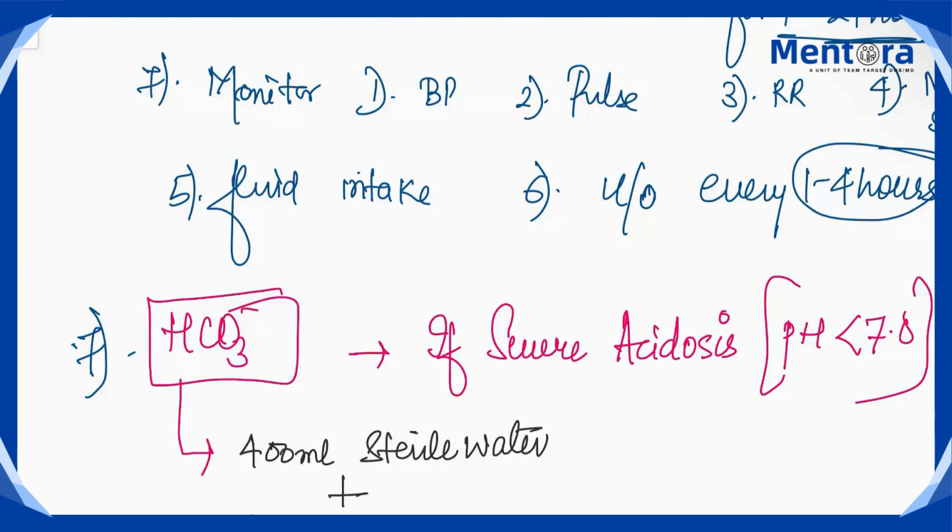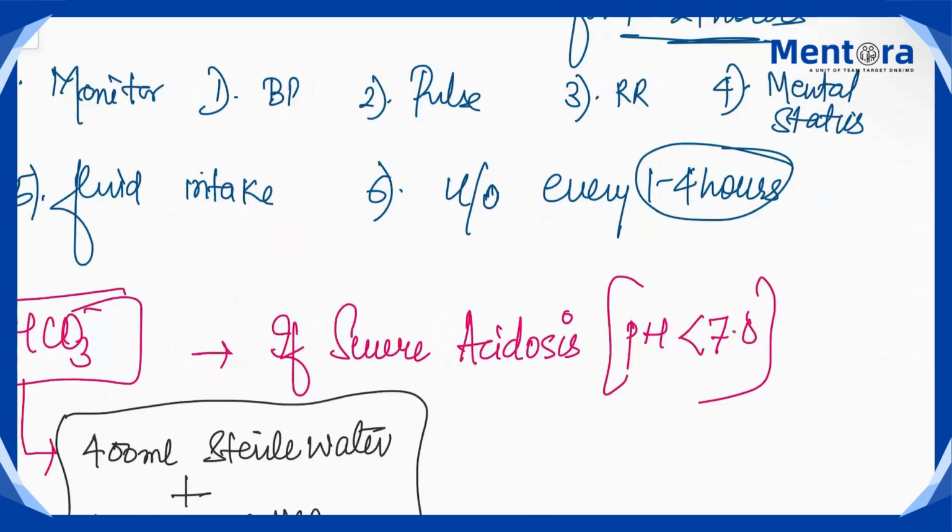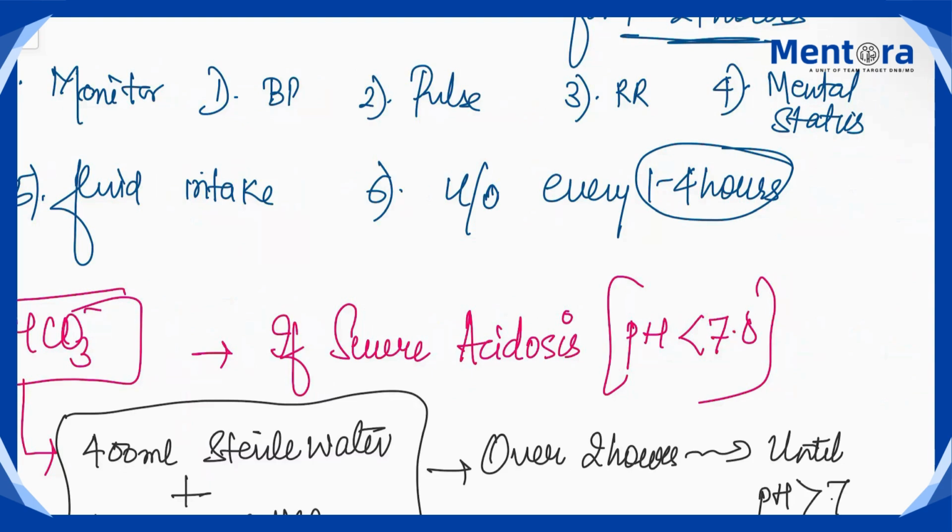In this you will add 100 milliequivalent of bicarbonate, and you will give it over 2 hours until your pH becomes more than 7. So in each and every case, if the bicarbonate levels are going down but your pH level is normal, you don't need to go for bicarbonate correction.